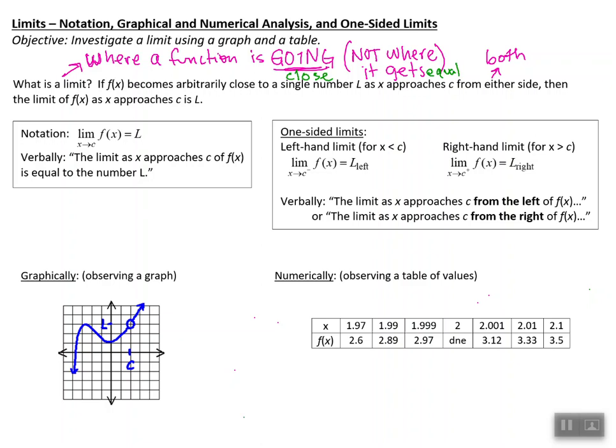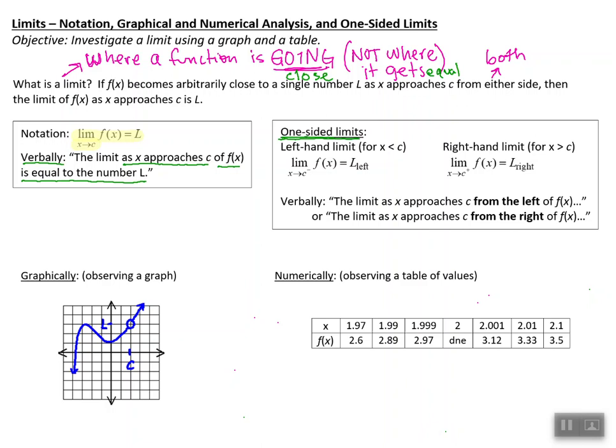Now, notation. We see this notation: the limit as x approaches c of f of x equals L. It's important we know how to say that verbally. The limit as x approaches c of f of x is equal to the number L, or is equal to L. We also have one-sided limits.